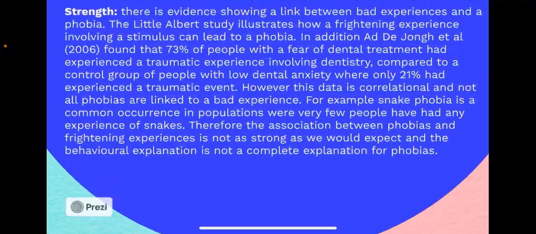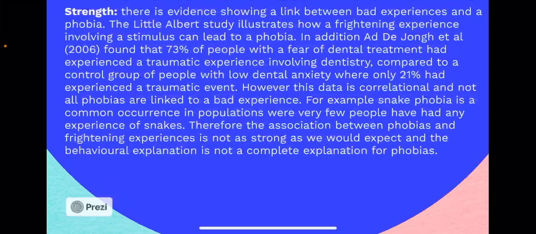However, this data is correlational, and not all phobias are linked to a bad experience. For example, snake phobia is a common occurrence in populations where very few people have had any experience of snakes. Therefore, the association between phobias and frightening experiences is not as strong as we would expect, and the behavioural explanation is not a complete explanation.